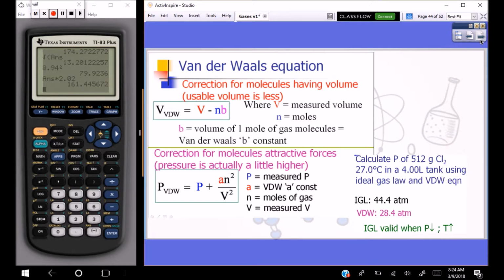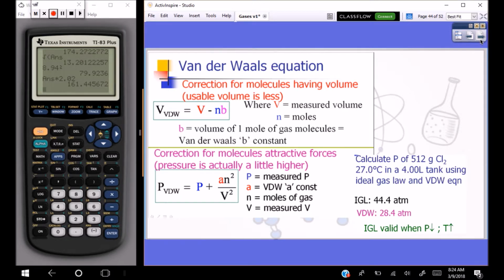So when you do that correction, you have to account for the moles and a constant, the van der Waals constant, which is determined experimentally. Like I said, you wouldn't need to do this calculation, but it's good to know that the reason we're correcting for volume is because gases in real life do actually have a volume.